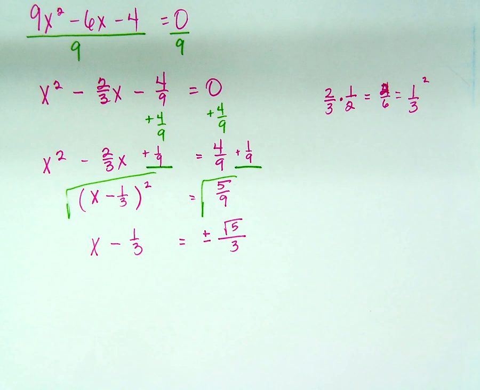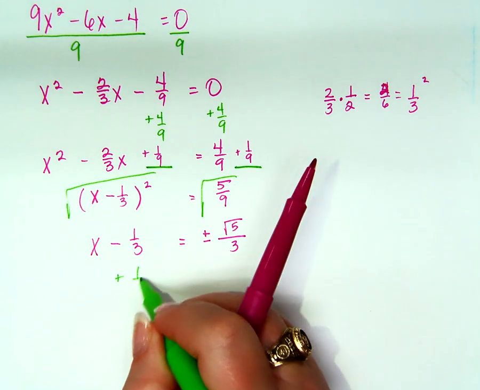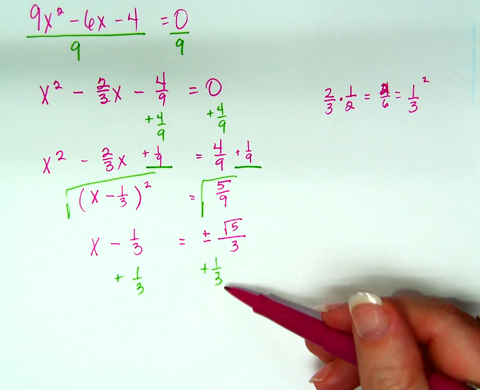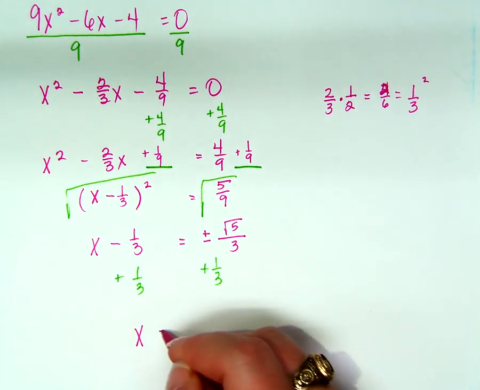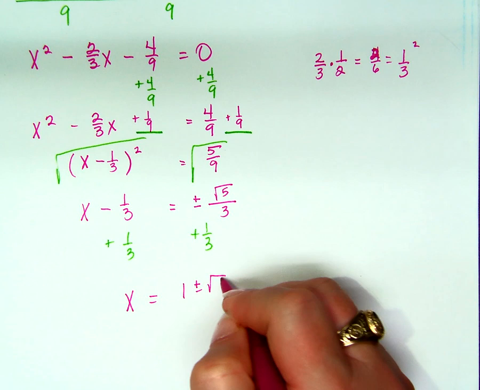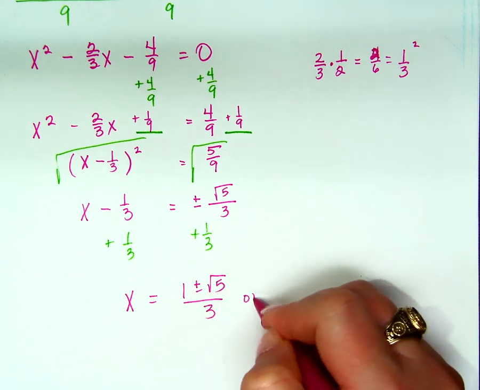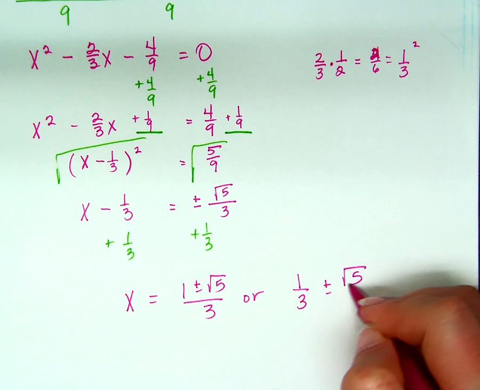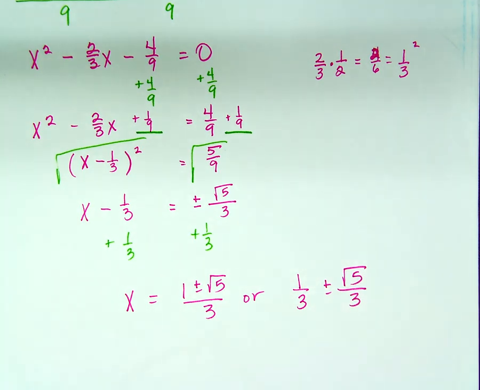Okay? So now when I go to add 1/3 to both sides, I'm adding common denominators. So that's good. So I end up with either 1 plus or minus root 5 over 3, or depending on what the computer wants, okay, either one of those is the answer. They're both right. It just depends on what situation they want to set up for the answer.